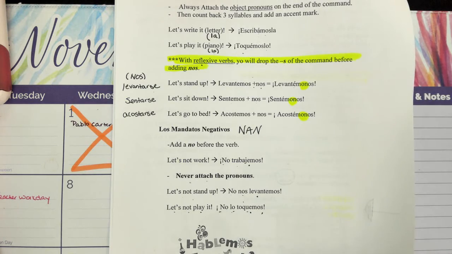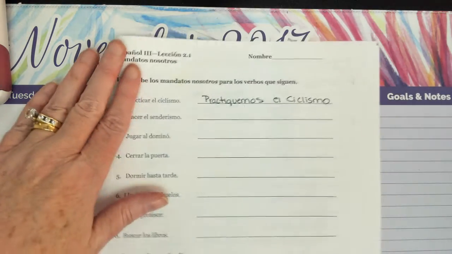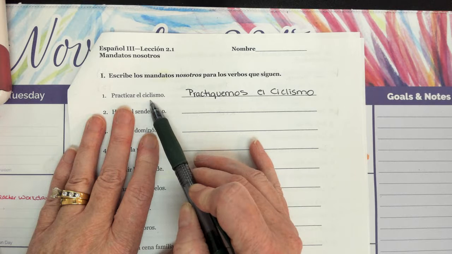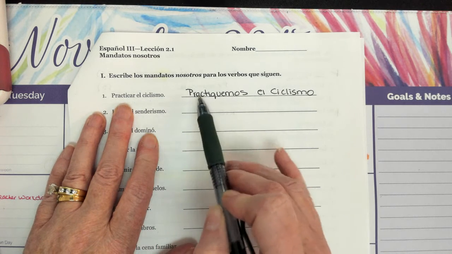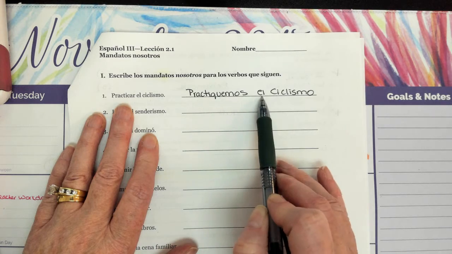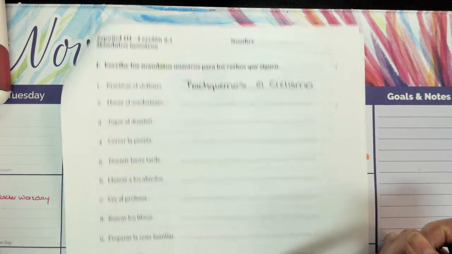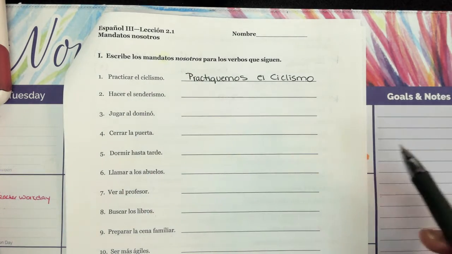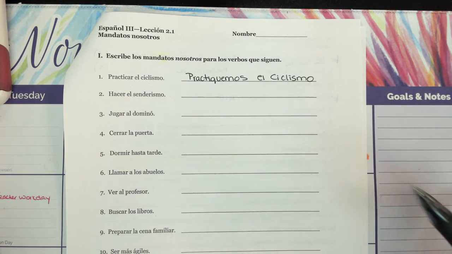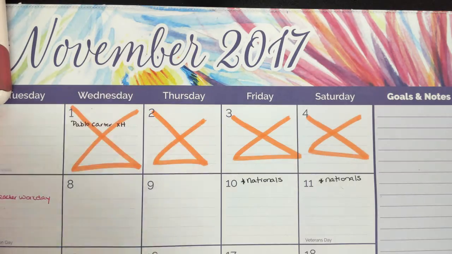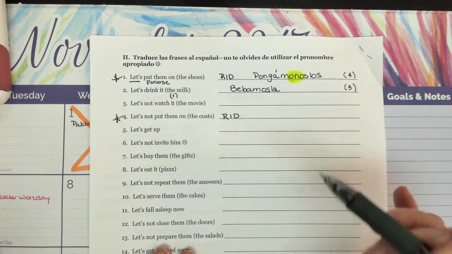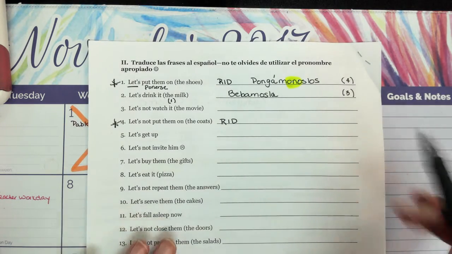Okay, so let's take a look at what you need to do, and I'll get you started here. With practicar el ciclismo, this is a -car verb, and so our command is going to be practiquemos el ciclismo. All of these on this sheet are just going to be forming the command and finishing off the sentence. No pronouns or anything like that. Now, on the back here, we need to use our pronouns. All of them on this sheet are going to have a pronoun in there. I wanted to go over the first two to get you started.